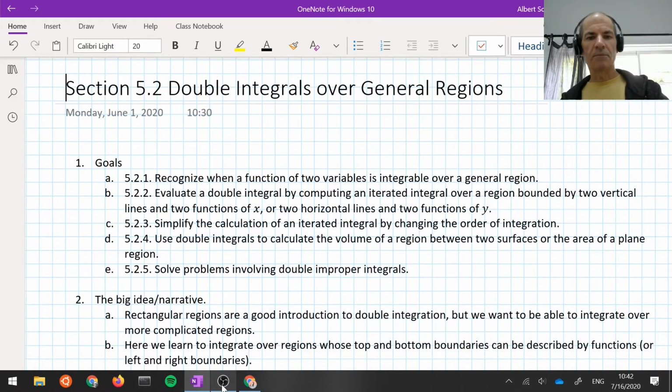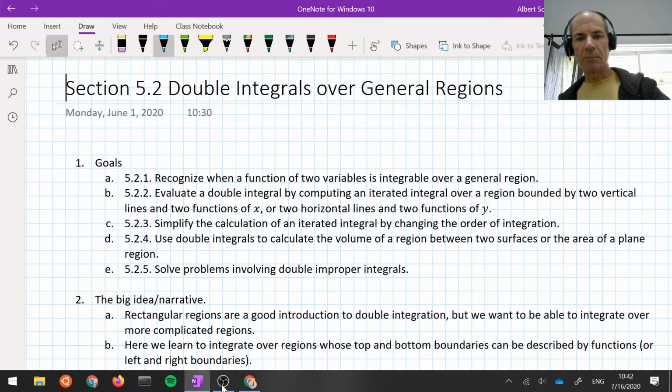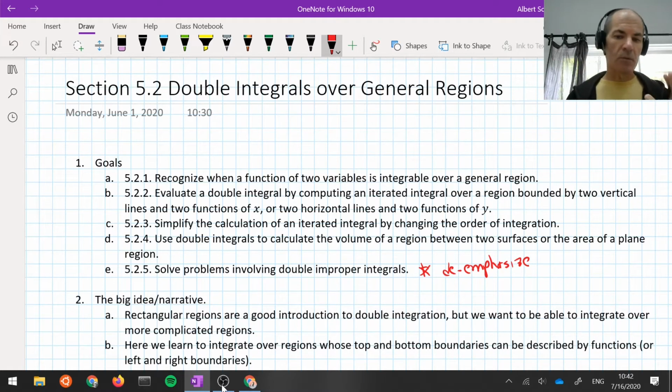I will say that I'm dramatically de-emphasizing that particular aspect of it. I want to talk a little bit about what an improper integral is in this new context, but I'm not going to be asking you to do any exercises related to them.